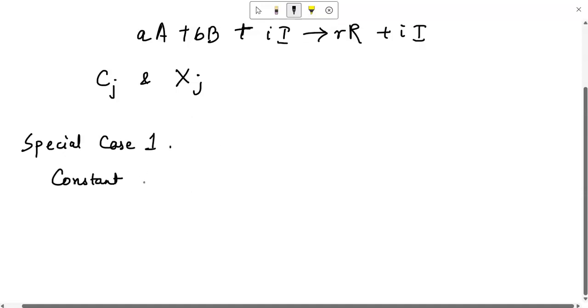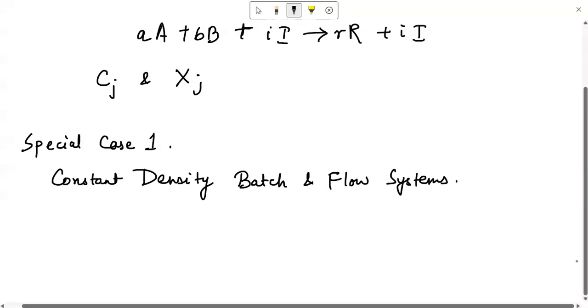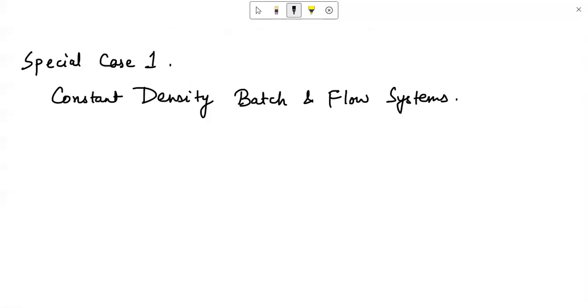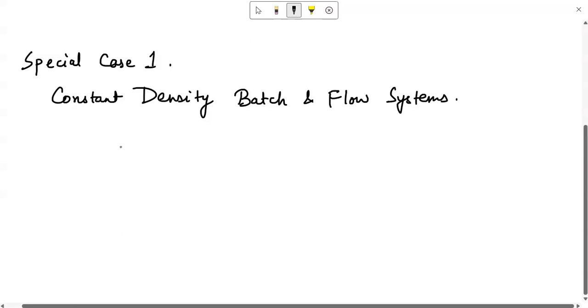Constant density batch and flow systems. Constant density batch and flow systems means that the density remains constant throughout, and you can understand that this is absolutely applicable for the liquid reactions case. Okay, so you have constant density batch or flow systems where liquid reactions occur.